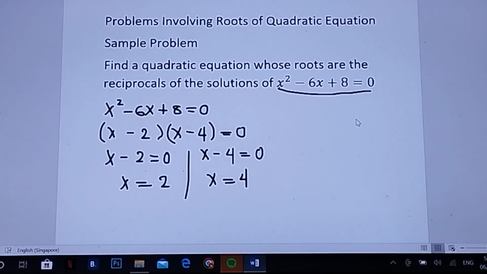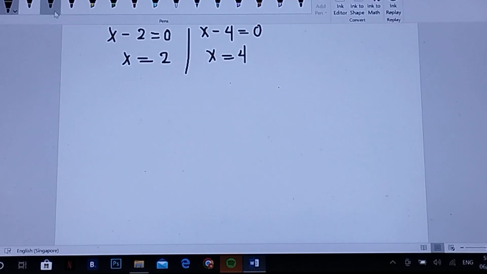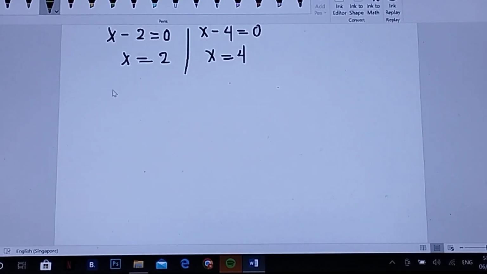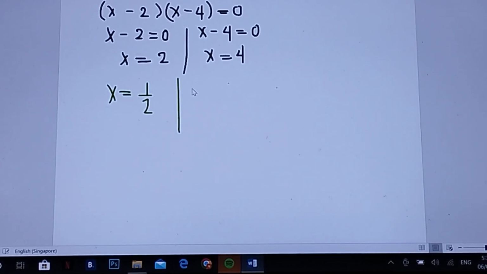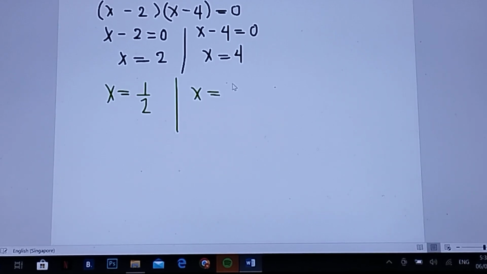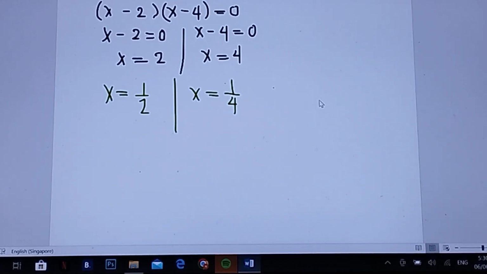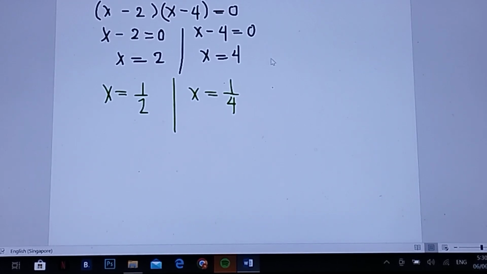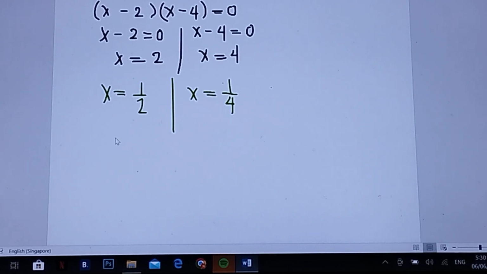So based on the problem, we will get the solutions, then find the quadratic equation. First, get the reciprocal of x equal to 2, therefore x is equal to 1/2. That is the reciprocal of 2. The other one is x equal to the reciprocal of 4, which is 1/4. So therefore we find the quadratic equation whose roots are 1/2 and 1/4, because those are the reciprocals of 2 and 4.